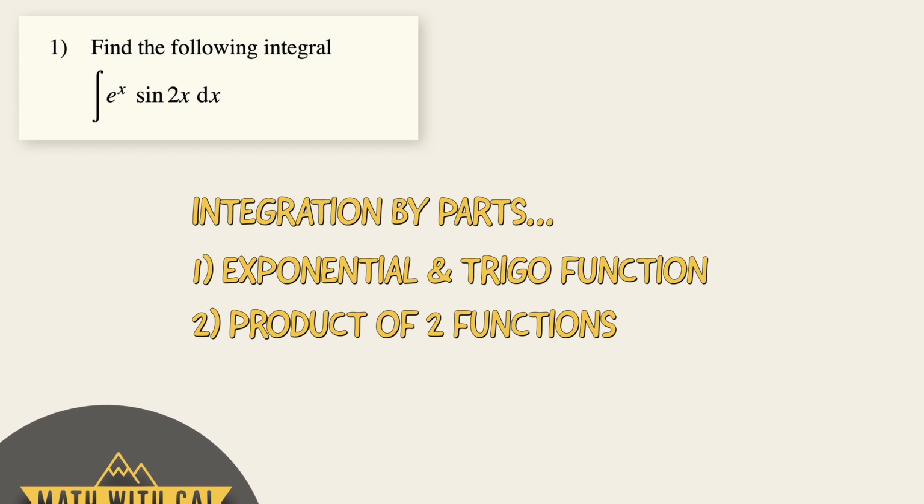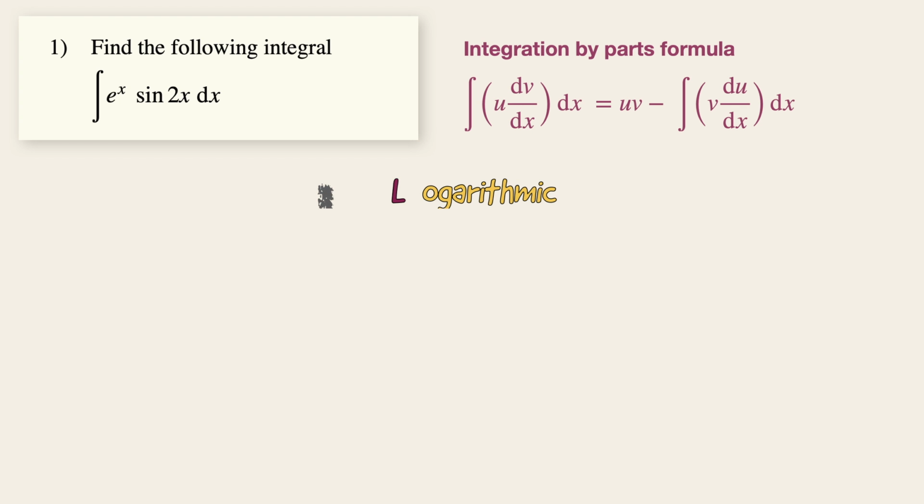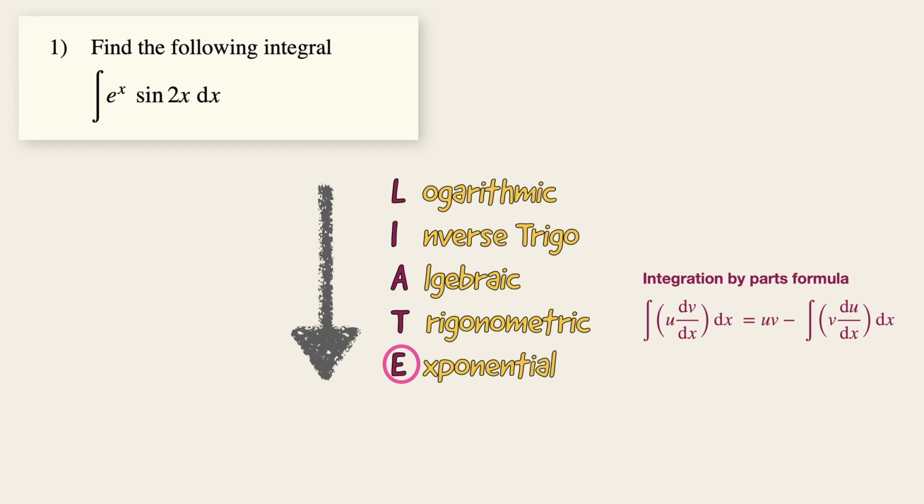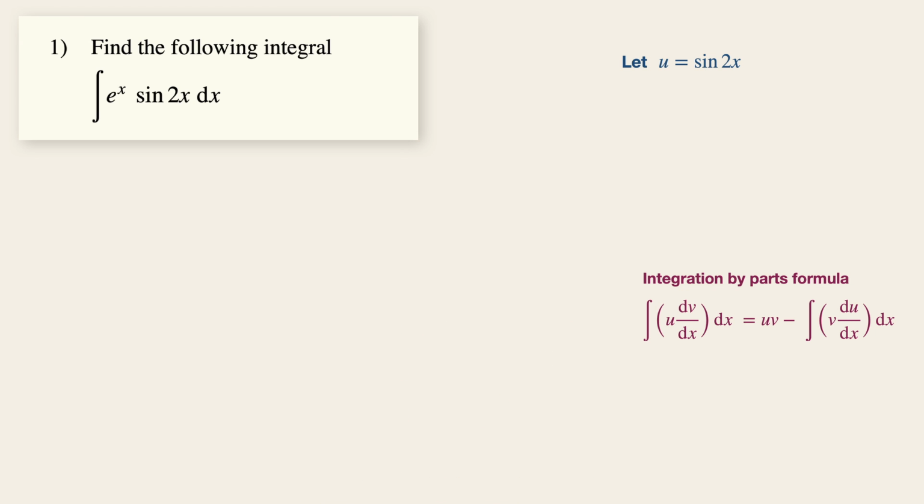Now first, let's identify u using the acronym LIATE. Now since t, which is a trigo function, comes before e, an exponential function, let u be equals to sine 2x. Now immediately differentiate u with respect to x to give us 2 cosine 2x. Secondly, let's identify dv over dx, which is simply e power x.